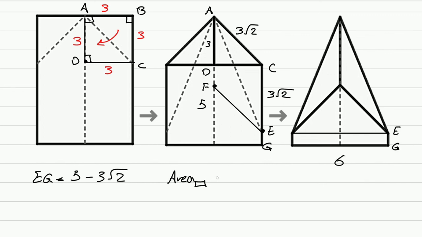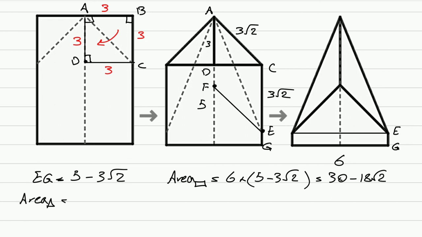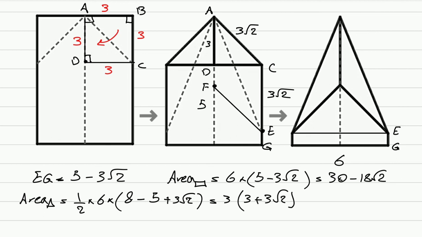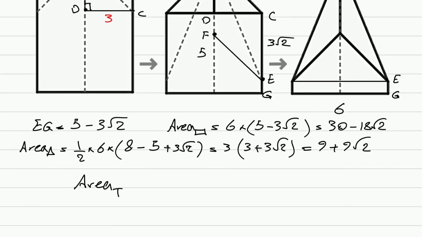Area of the rectangle, 6 times 5 minus 3 root 2, that's 30 minus 18 root 2. And the area of the triangle above that is 1/2 base, base is 6, times height, height is 8 minus EG, that's 5, and this one becomes positive, 3 root 2. 3 times 3 plus 3 root 2, and it's 9 plus 9 root 2. So the total area is the sum of these two, 39 minus 9 root 2.